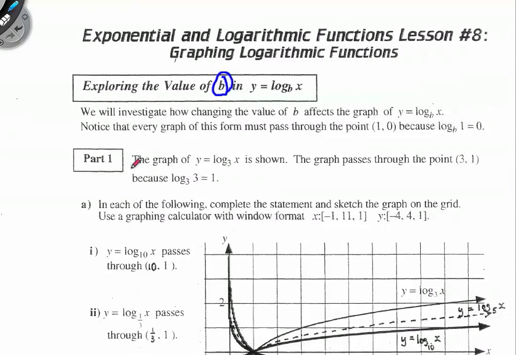So part 1, graph. The graph of y equals log x base 3 is shown. The graph passes through the point (3, 1) because log 3 base 3 is 1. In each of the following, complete the statement and sketch the graph on the grid using a graphing calculator with this window format: your x minimum, maximum and scale, your y minimum, maximum and scale. So you want to go into window and put these values in.